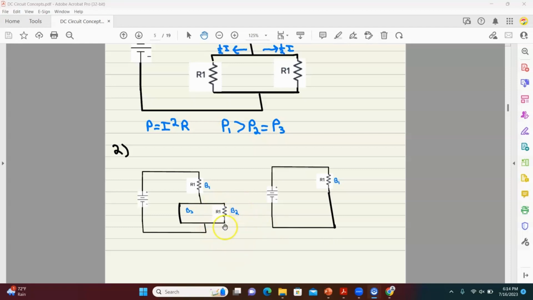Also notice that light bulb 2 won't even light up at all, because all of the current will go through light bulb 1 and then it will split, and all of the current will go through the wire. So light bulb 2 won't light up, and light bulb 1 will be brighter. It may not be much brighter. It's going to be brighter.